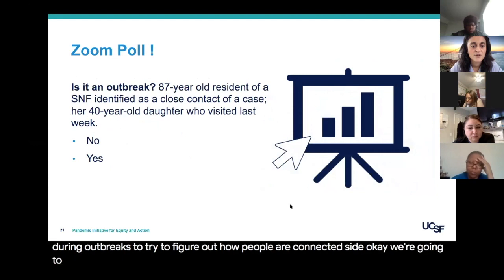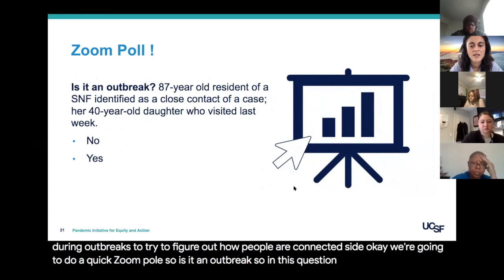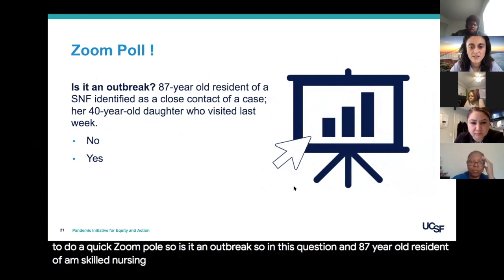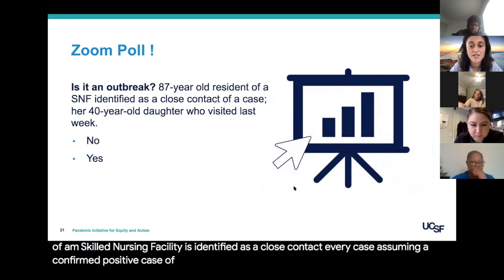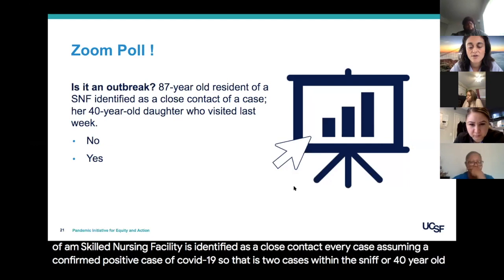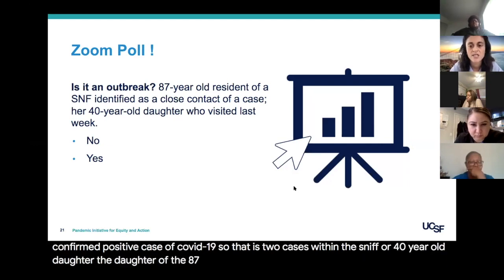Okay, we're going to do a quick Zoom poll. Is it an outbreak? In this question, an 87-year-old resident of a skilled nursing facility is identified as a close contact of a case. I'm assuming a confirmed positive case of COVID-19. So that is 2 cases within the SNF. Her 40-year-old daughter visited last week. So what do you think?